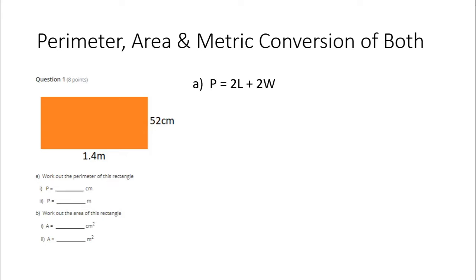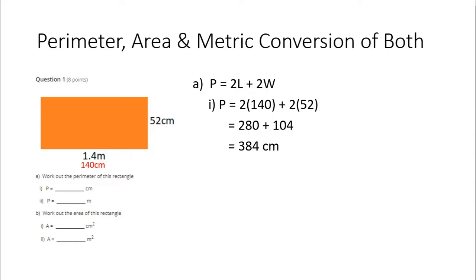For question A, we're looking for the perimeter of this rectangle, which is 2 lengths plus 2 widths. And for part I, we want to do this all in centimeters. Notice that I was given this length here in meters, so I'm going to need to convert that. Now I'll do the perimeter, which is 2 times the length in centimeters, so that's 140 centimeters, plus 2 times the width, which was 52. And that gives us 280 plus 104, that's 384 centimeters.